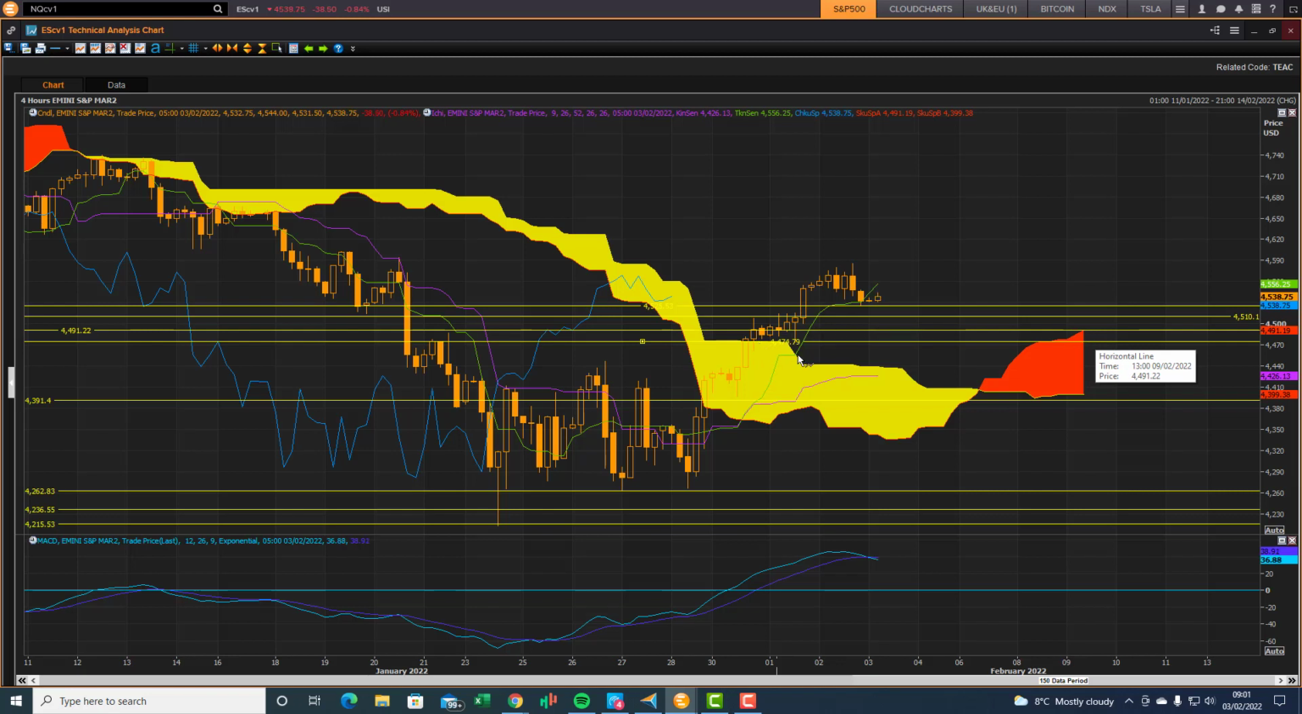So that's a cluster of cloud chart support, which comes from this old cloud chart resistance zone, which is now a new support level. And then the front end of the cloud, that level there at 4491. So that is the key support zones now on the 4-hour to watch out for. So we could see a pullback back down to these levels.